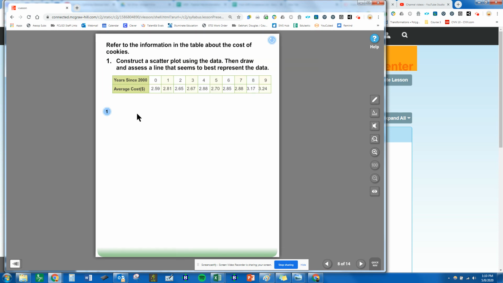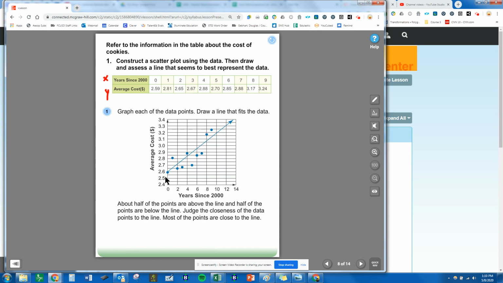So let's take a look at a problem. Here we have the years since 2000 and the average cost. Remember that this is going to be our X values and this is going to be our Y. And let's take a look at what this looks like. Construct a scatter plot and assess a line that best seems to fit it. So here we are. This would be an example answer. You draw this scatter plot, you put all the dots here, and then you draw the line of best fit.